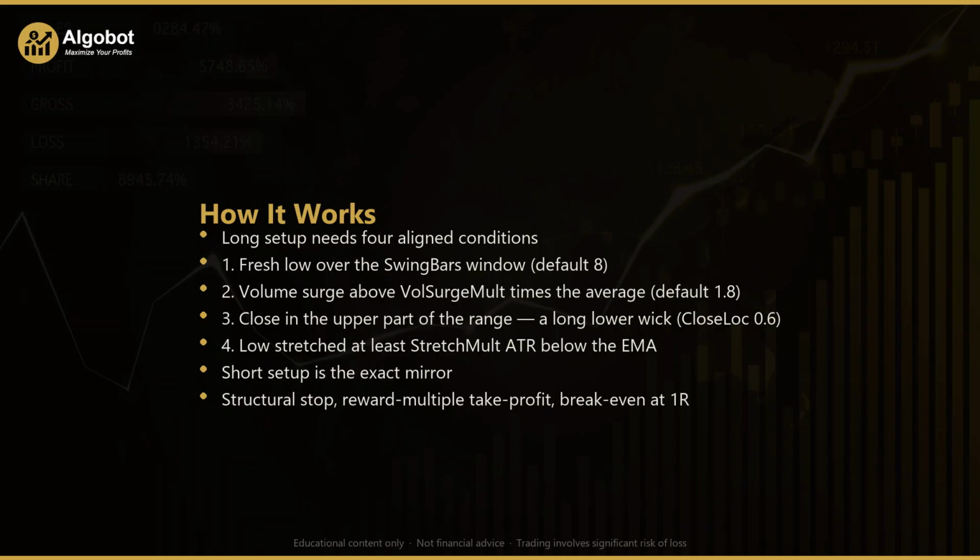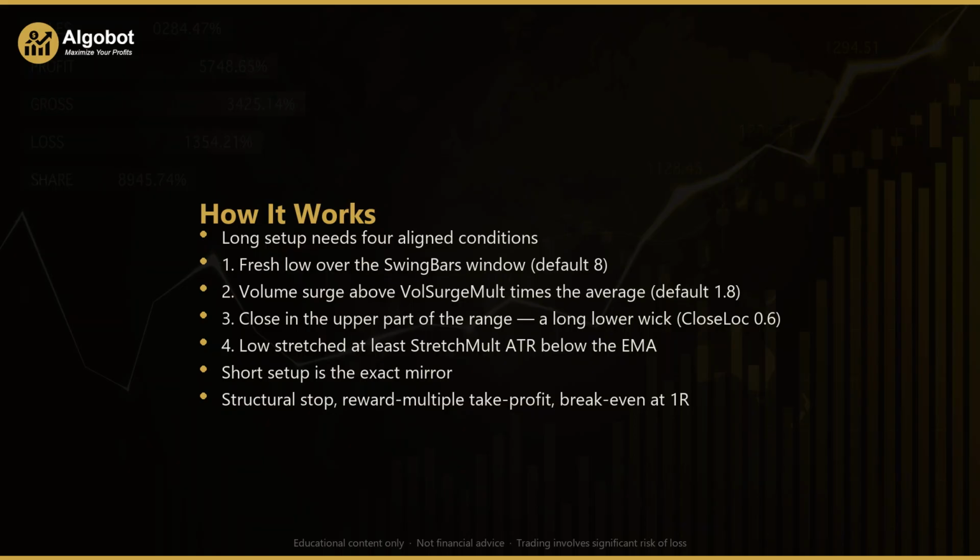It was absorbed. Fourth, overextension. The new low must pierce at least 1 ATR below the EMA value line, so the strategy only fades moves that are already stretched far from value, where a snapback has room to develop. When all four align, the EA places a buy order. The short side is the exact mirror. A fresh high, a volume surge, a close in the lower portion of the range leaving a long upper wick, and a high stretched above the EMA. In that case, it places a sell order.